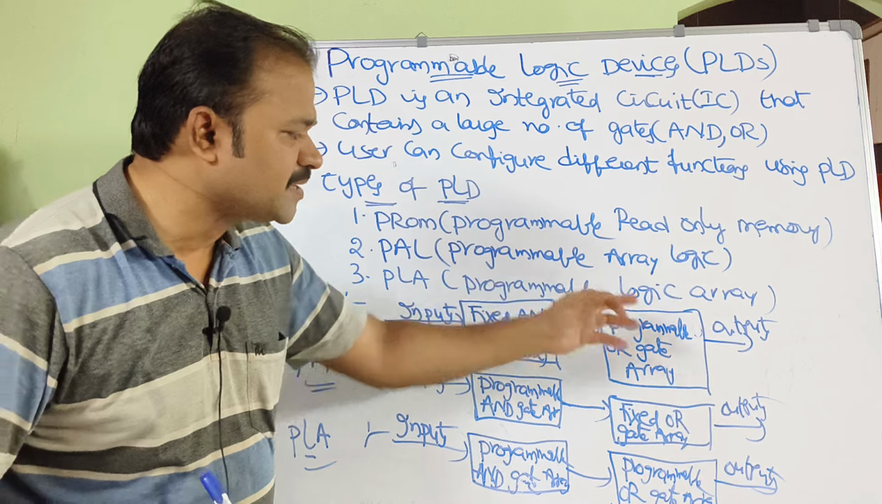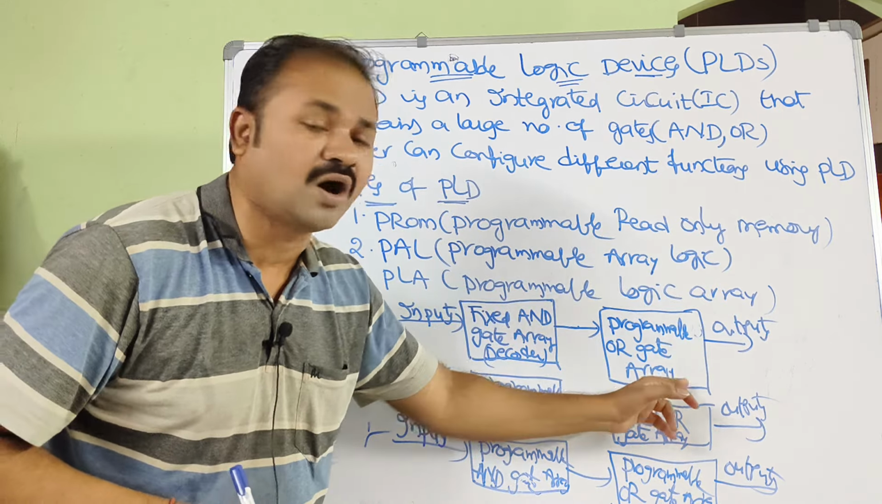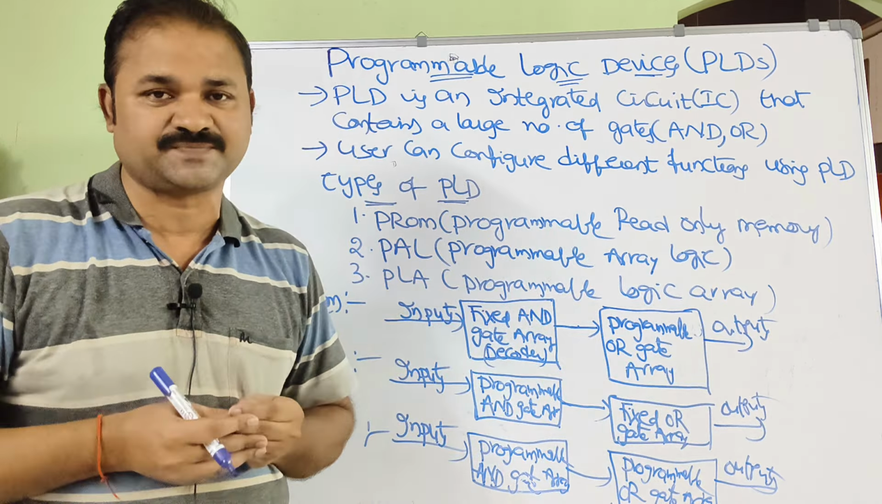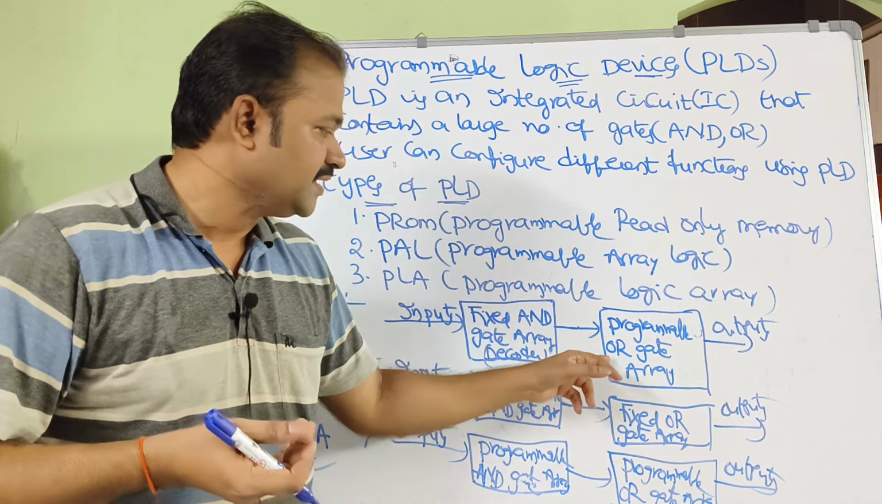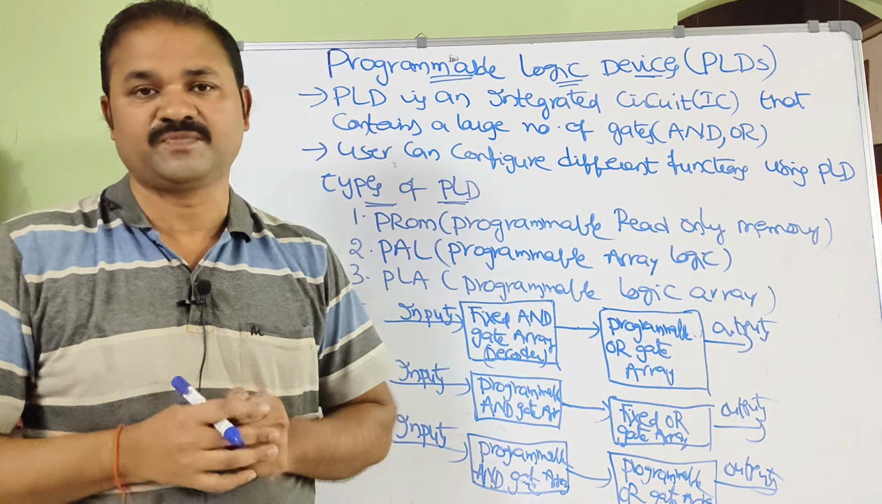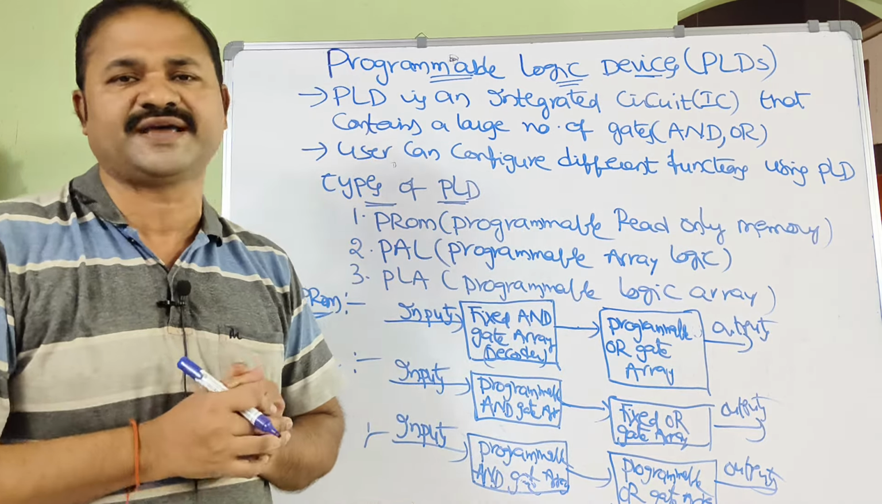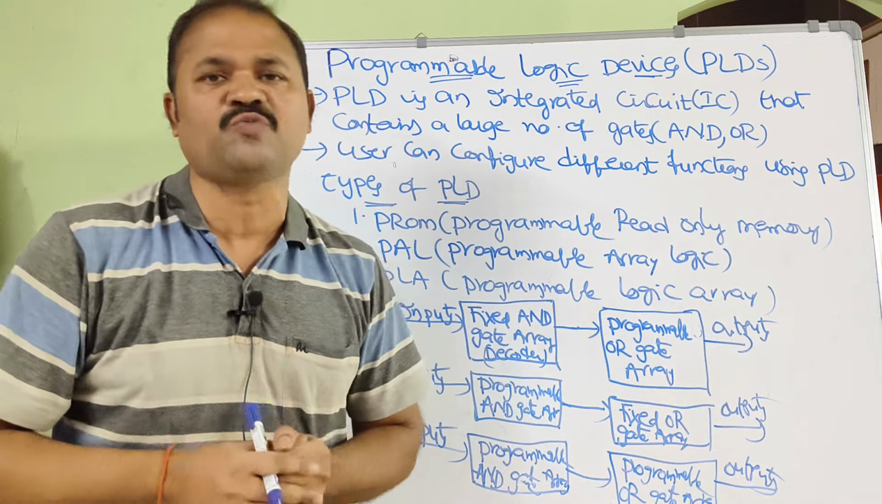And that output will be supplied to the programmable OR gate array. These OR gates are programmable. So we can do some programming on the OR gates, and it will produce the outputs.